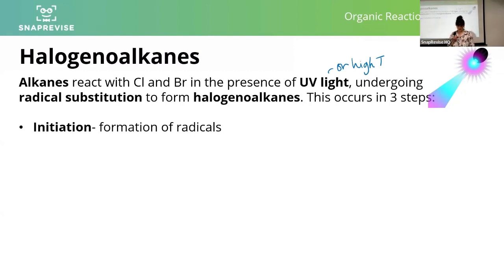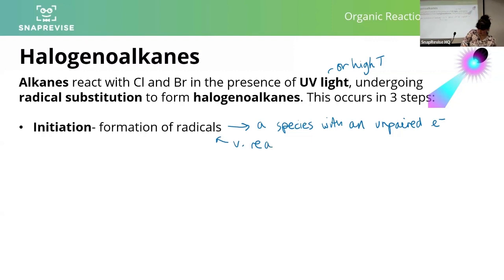What is a radical? A radical is a species with an unpaired electron. Why is that important? It's a stable species with an unpaired electron, I should say. Stable, because it can exist, not stable because it's unreactive. It's not unreactive. Radicals are very reactive.